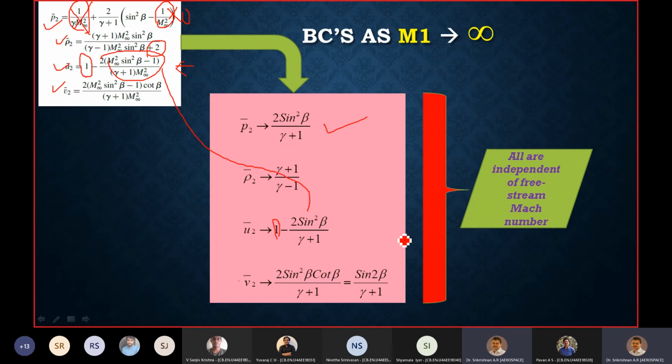Okay, so we have now the non-dimensionalized forms of boundary conditions. I just want you to look at these conditions, P2 bar, rho 2 bar, U2 bar, and V2 bar, and see whether they depend on the free stream Mach number. The non-dimensionalized forms of boundary conditions, do they depend on the free stream Mach number?